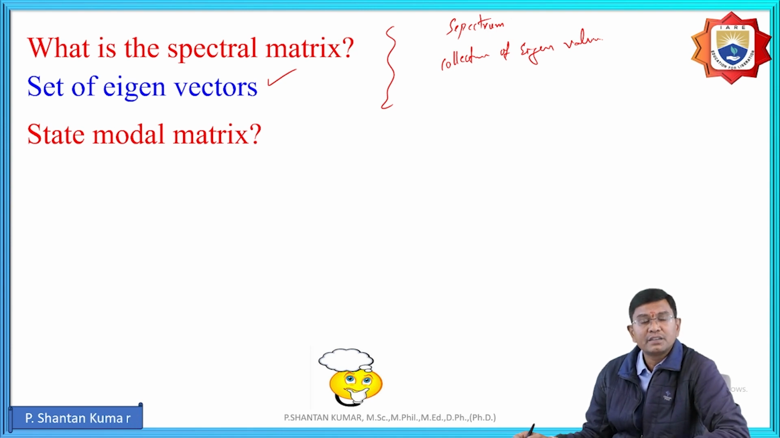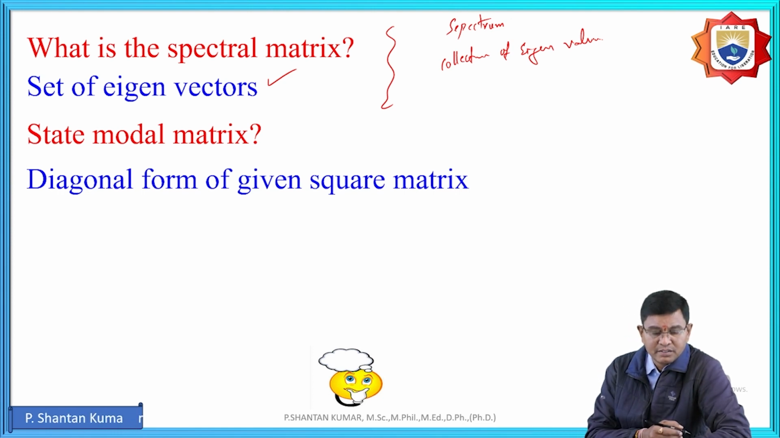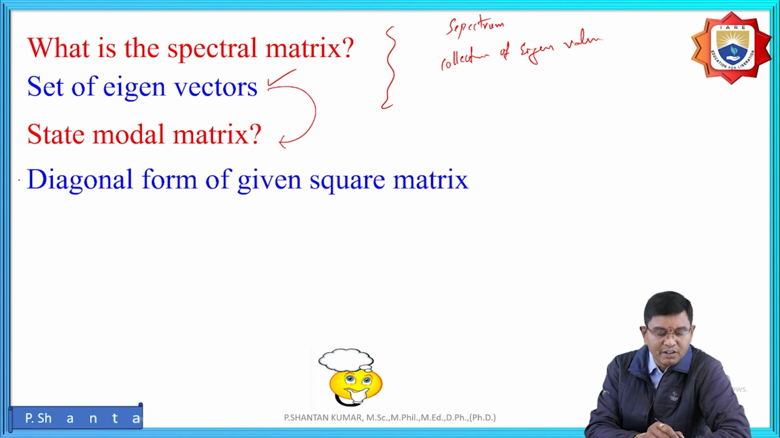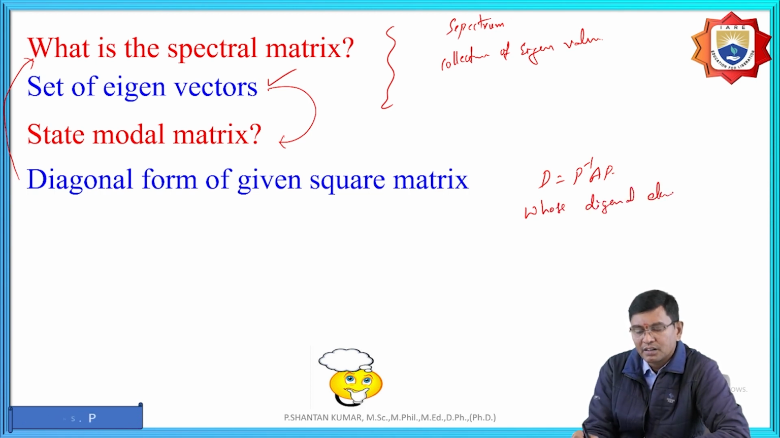State the model matrix. The model matrix is the set of eigenvectors, and the diagonal form of the given square matrix is the spectral matrix. That is D is equal to P inverse A P, where the diagonal elements of D are the eigenvalues.